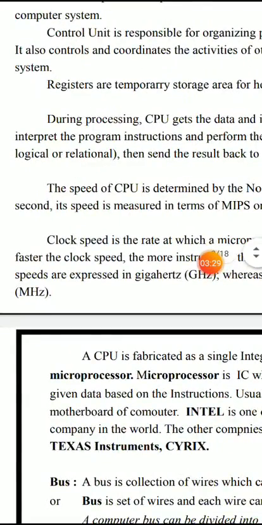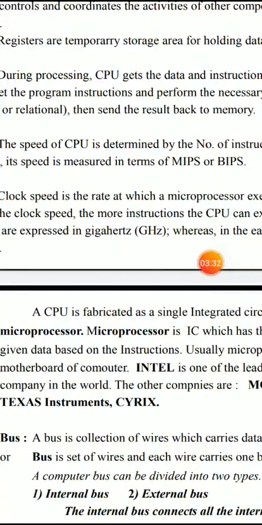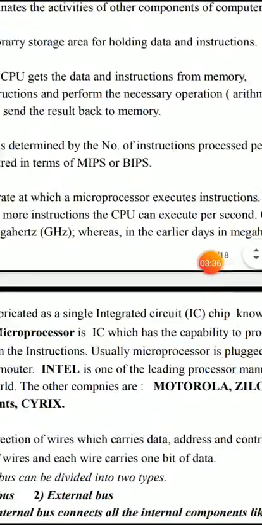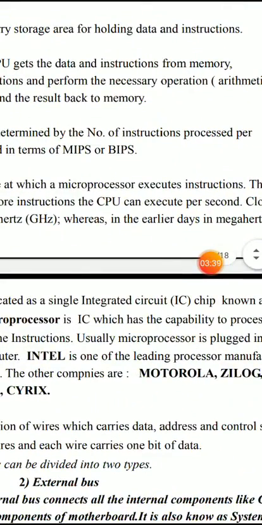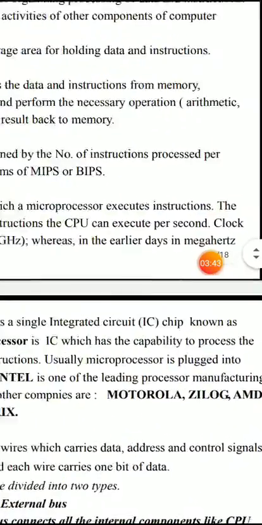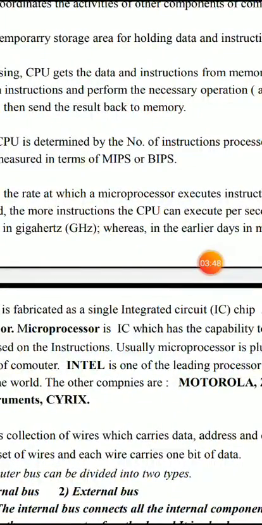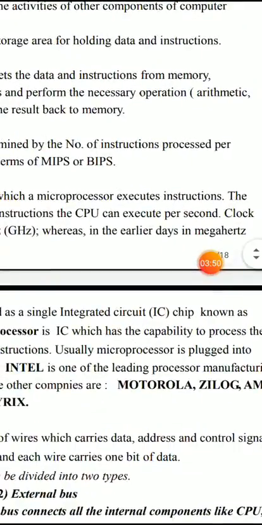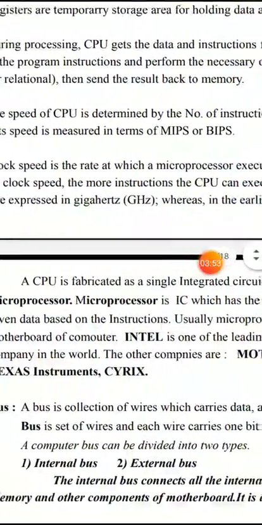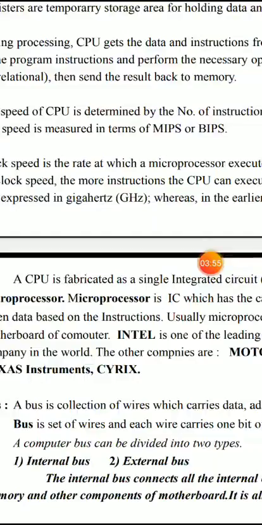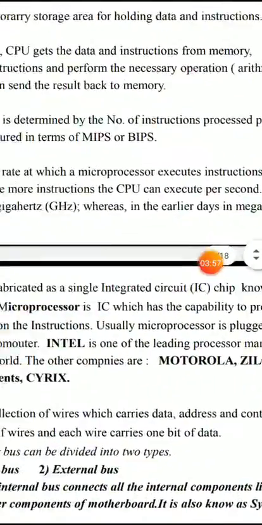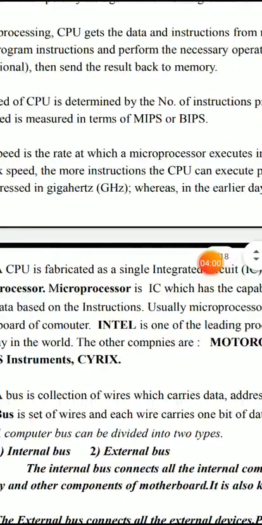So the next part is, usually, the central processing unit is fabricated as a single integrated circuit. It means the entire CPU is designed and fabricated within a single chip only. That's why it is also known as a microprocessor. A microprocessor is an integrated circuit which has the capability to process the given data and instructions. Usually the microprocessor is plugged or fitted on the motherboard of a computer system.